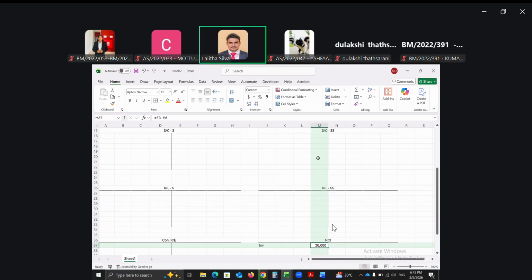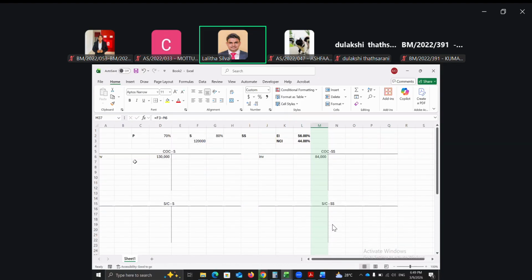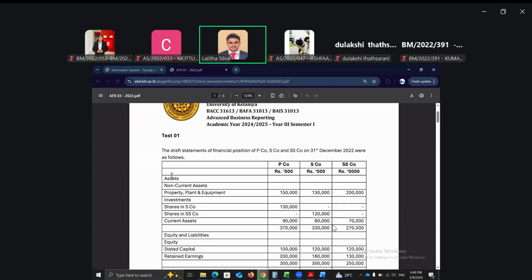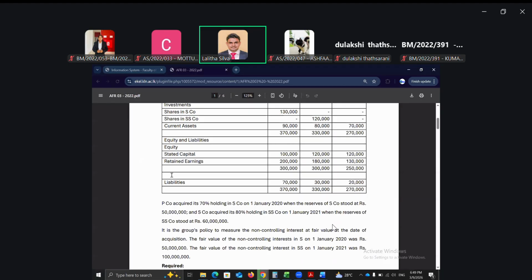Then, under the proportionate share method, we had to take the proportionate share of the NCI to the COC. But under the fair value method, no such additional calculation is needed, as the fair value or the actual value of the NCI is given at the date of acquisition.